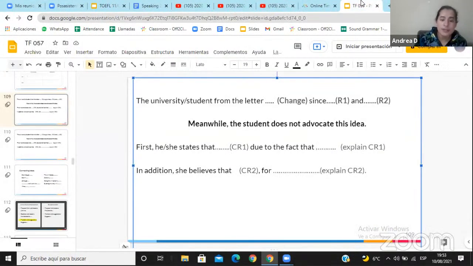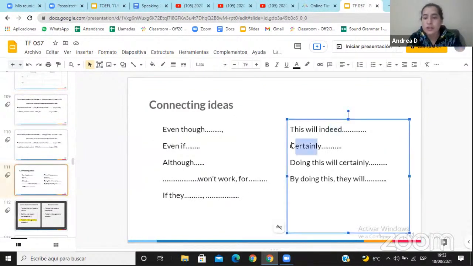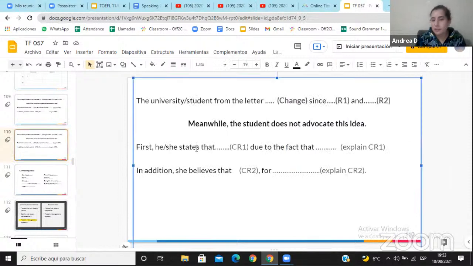You can say, first he states that this will indeed, and you can use words like indeed, or certainly, or for sure, or undoubtedly. So this will indeed motivate students. And then what you can do is explain how, because that's what the student does, explain how that will work. So how will they motivate students? And then you say, this will motivate students by, I don't know.